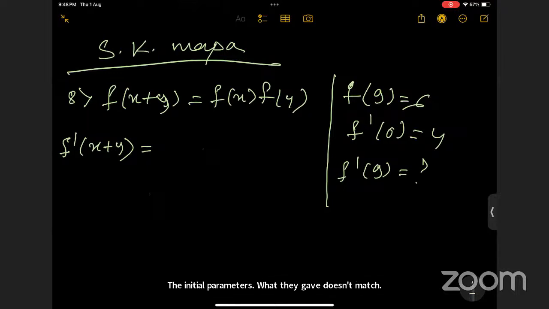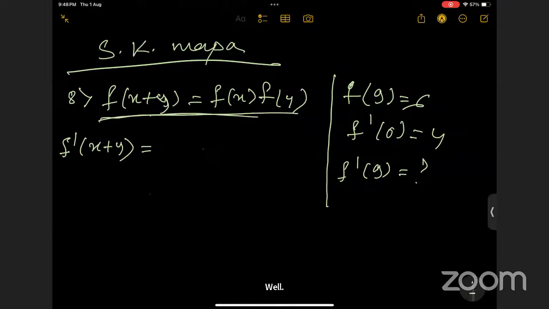But in this case, is it possible to find y in terms of x or x in terms of y? Is it possible to find? It all depends. In this case, is it possible to find y in terms of x? No, they could be entirely independent.